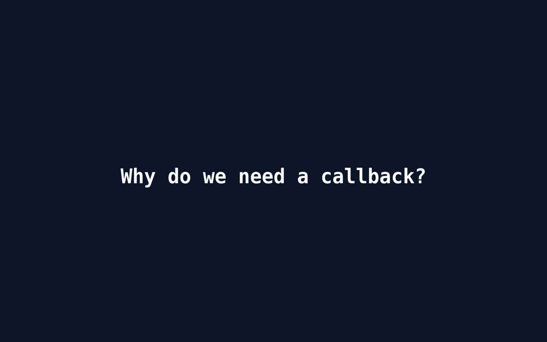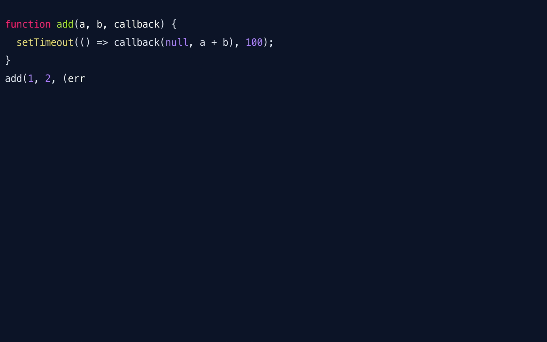Let's see how to use a callback function. I'll quickly write a function that will explain it. I wrote a simple addition function that takes two numbers and returns the sum of those two numbers in the callback. I also added setTimeout, which simulates the asynchronous behavior of the function.